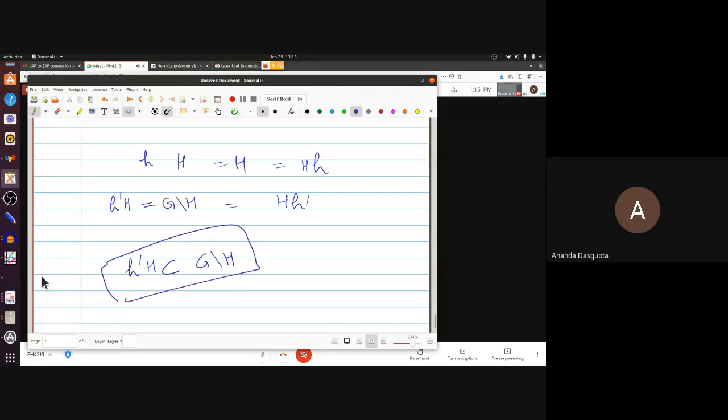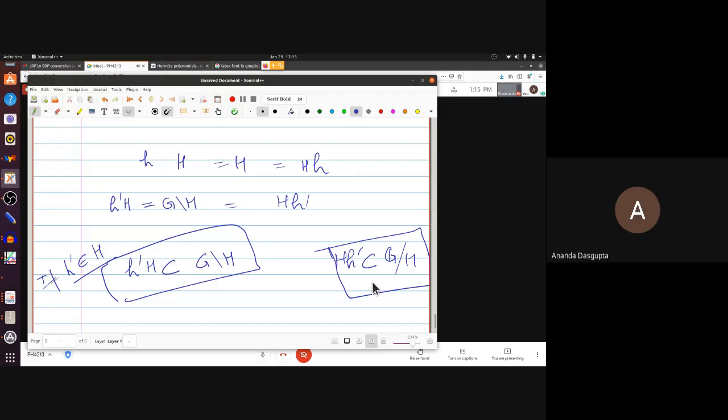If h' does not belong to capital H, then h'H has to belong to G but cannot belong to H, so it has to be somewhere in G set minus H. In general, that's also true for Hh'. Hh' has to belong to G set minus H. This is true for all groups, right?